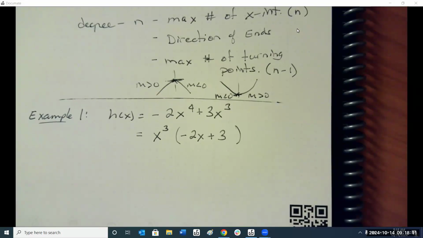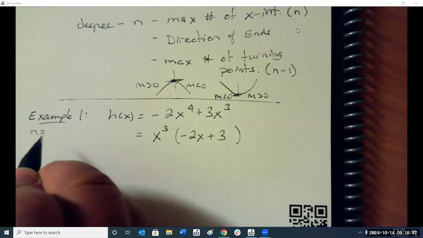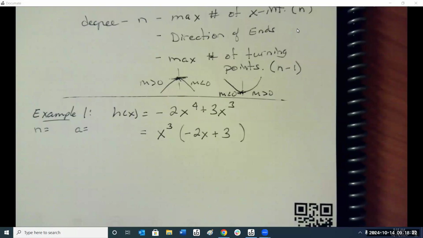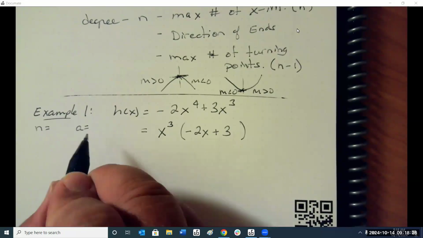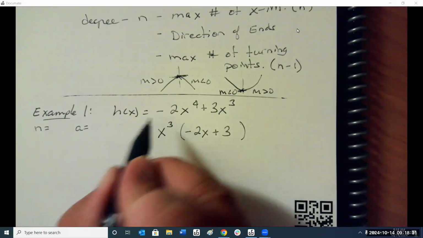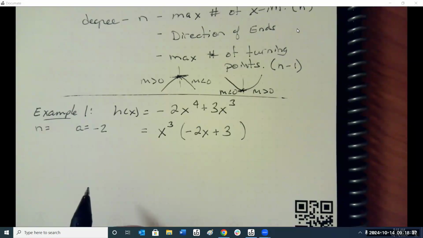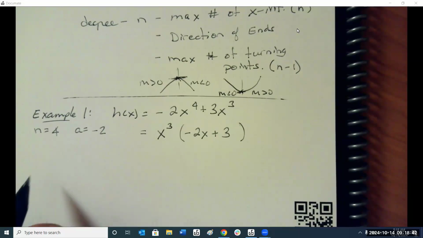Now it makes a lot more sense because we also know, what do we know about this graph? If we were to just sketch this graph, what do we know about it? What's n and what's a? A would be 1. Oh, A is whatever's in front of the highest exponent, so it's -2. Oh, I was looking at what we just wrote out. You're right. And so n would be 4. So what does this tell us about our graph?